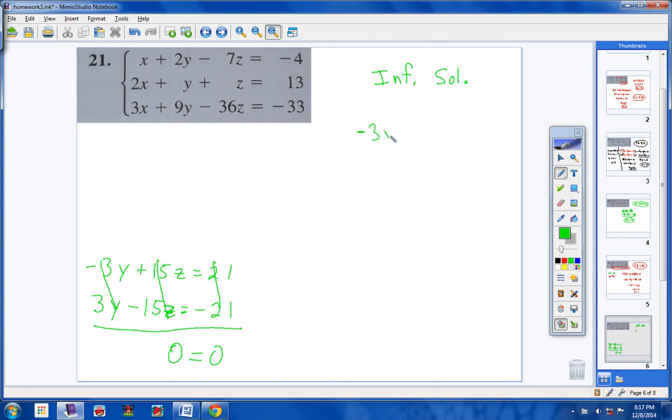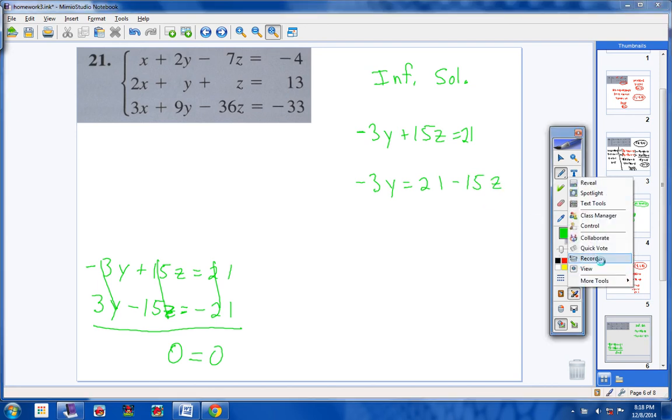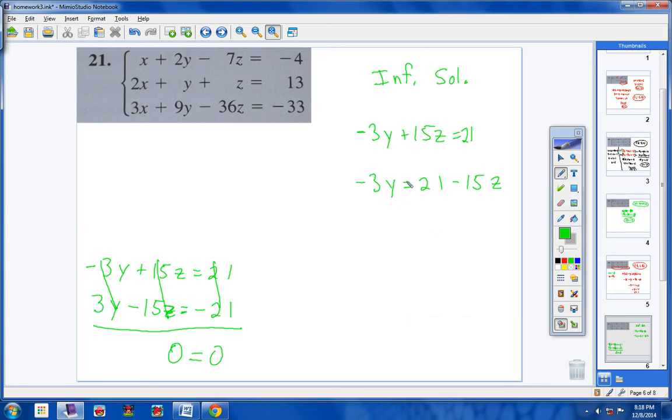So here's my equation. Negative 3y plus 15z equals 21. Remember, I always want you to solve for y so that you have z on the other side. So negative 3y equals 21 minus 15z. Okay? There we go. Now students, after moving the 15z over, make it negative. Now divide everything by negative 3. So y equals negative 7 plus 5z.